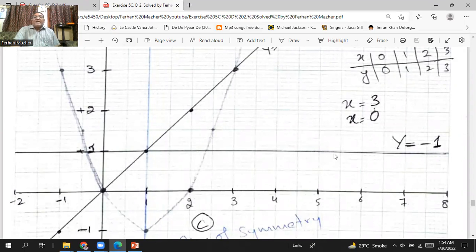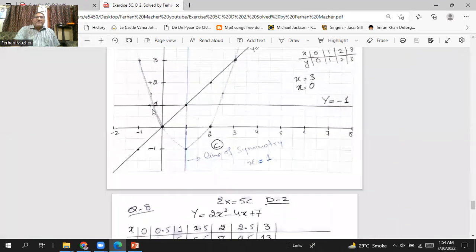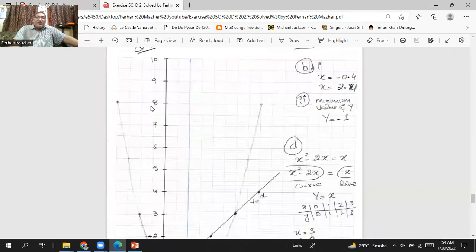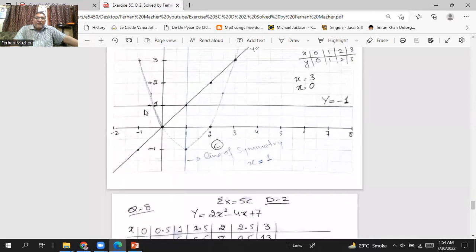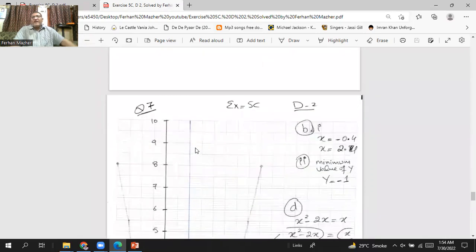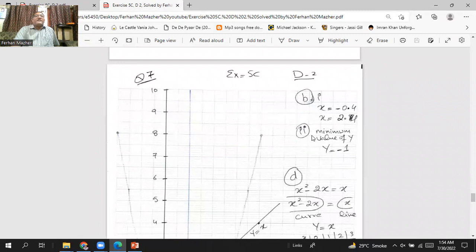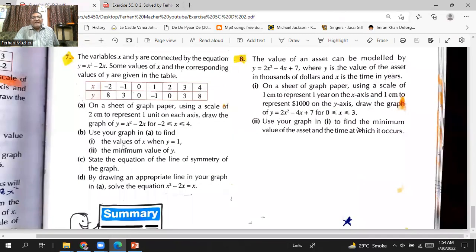So I have drawn that line y equals 1 at this point, and when it cuts your graph, I will check what the values of x are. So this line y equals 1, by mistake I wrote here minus 1, it's plus 1. Okay, this is that line. So when it cuts your graph, check what the value of x is there. I have noted it. So x will be minus 0.4, and here it is 2.4, I think. So here you can see I have given these answers. Okay, then the next question is the minimum value of y.